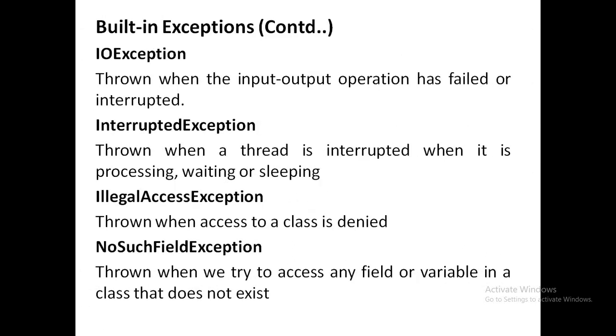IO exception. This exception is thrown when the input-output operation has failed or been interrupted. Interrupted exception. This exception is thrown when a thread is interrupted while it is processing, waiting, or sleeping. Illegal access exception. This is thrown when access to a class is denied. No such field exception. Thrown when we try to access any field or variable in a class that does not exist.